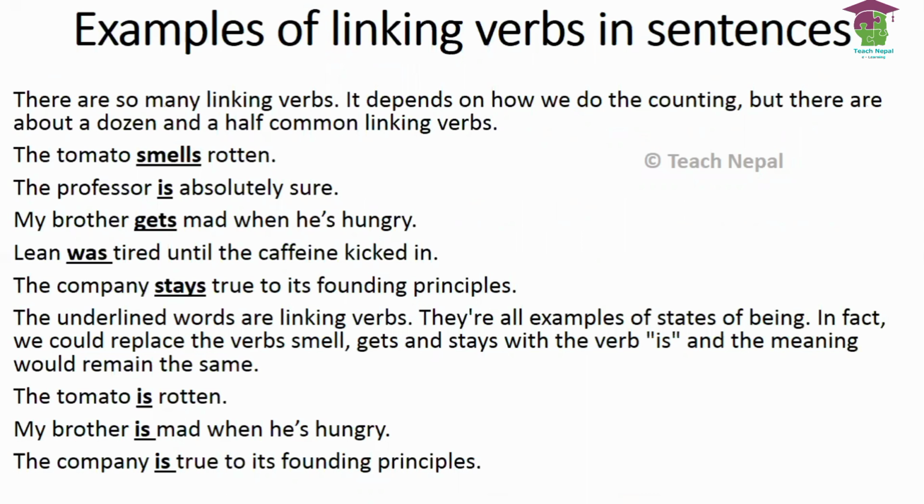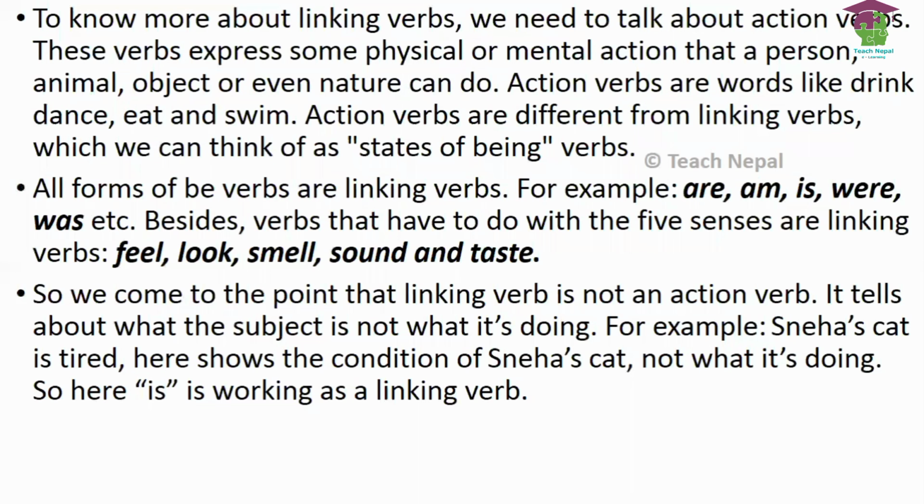Next here we have all the forms of be verbs are linking verbs. For example, is, am, are, was, were, right? Besides them, the 5 senses are also linking verbs: feel, look, smell, sound and taste.